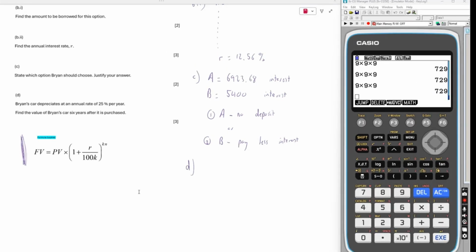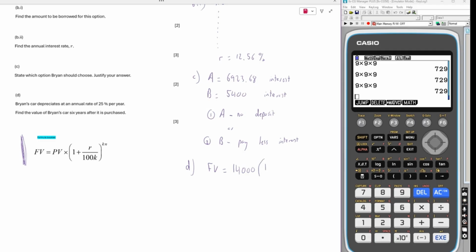Okay, for part D, it says Brian's car depreciates at an annual rate of 25% per year. Find the value of Brian's car 6 years after it is purchased. Down here on the left, this is not given to you in the question. This is taken from the formula booklet. This is the compound interest. So the future value is the thing that we're trying to figure out. So future value equals the present value, 14,000, outside of 1.